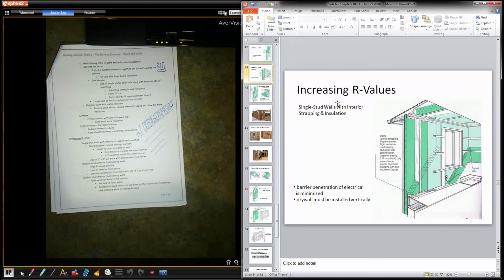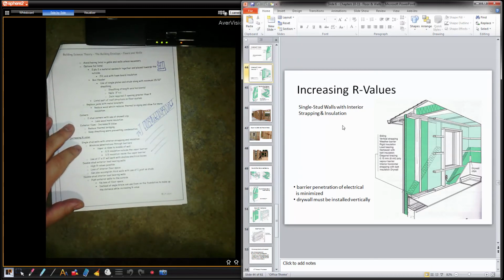Here is a single studded wall with strapping and insulation. So the key there is minimum penetration. You can see the first wall is maybe a 2x6. That's where the poly is installed. And then from there we have strapping going horizontally. The strapping is pretty big, 2x3, or maybe even 2x4. And basically all our wiring is run through that wall.